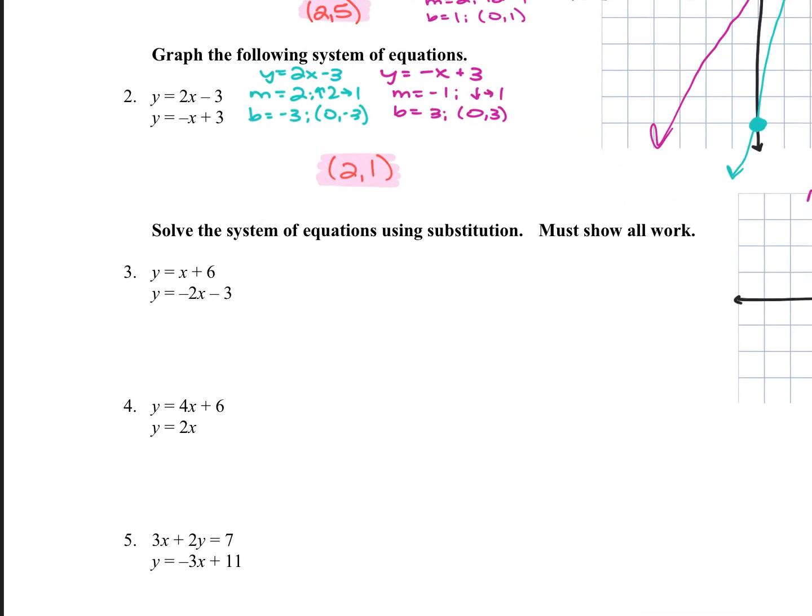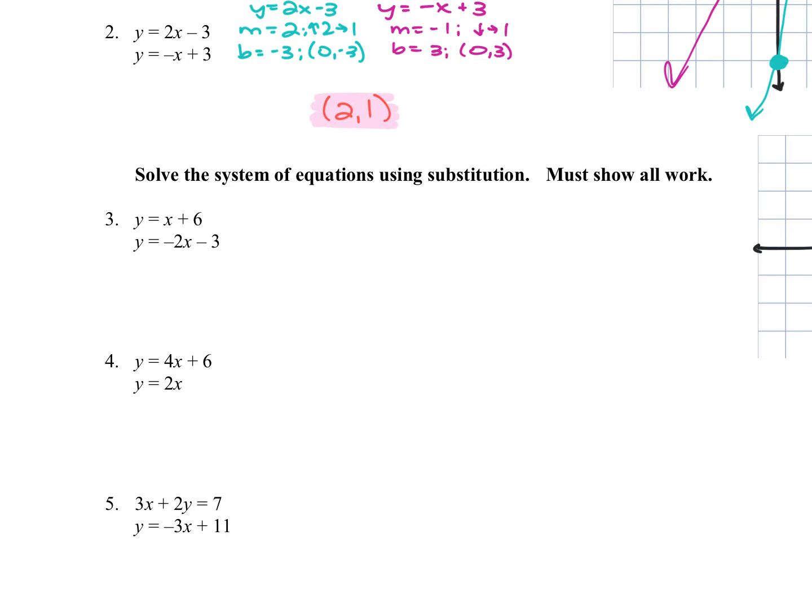For the next section of questions, you're solving each system using substitution. For 3, you have y is equal to x plus 6, and y is equal to negative 2x minus 3. Since both of these are y is equal to, we're going to take the expressions that they're equal to and set them equal to one another and solve for x. So this is going to give us x plus 6 is equal to negative 2x minus 3. We can move the 2x over by adding it to both sides. So this is going to be 3x plus 6 is equal to negative 3.